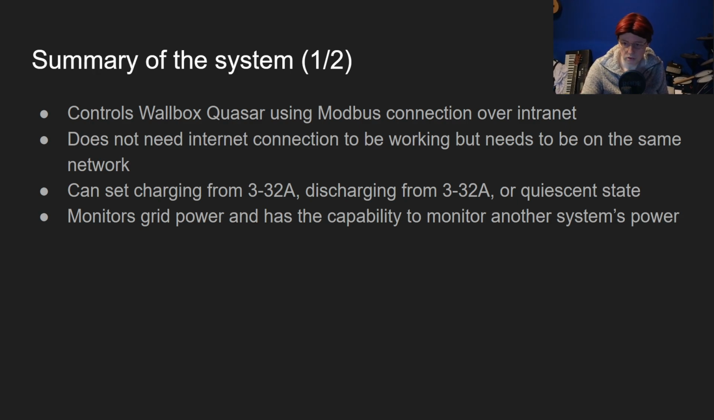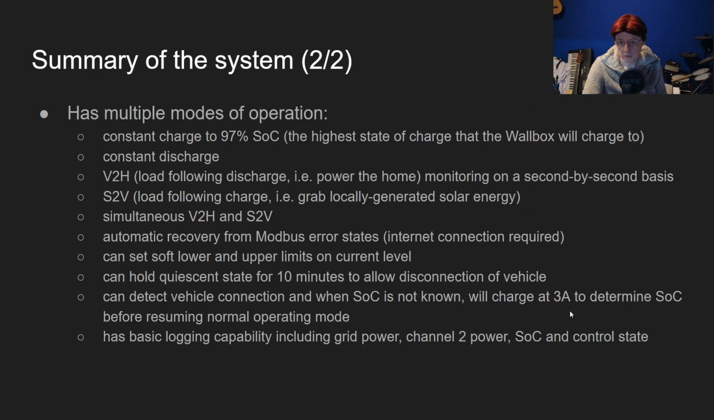It can set a charging rate from 3 to 32 amps, a discharging rate from 3 to 32 amps, or a quiescent state, and it monitors the grid power. That's the power coming in from or going out to the national grid, and has the capability to monitor another system's power if that's desired. It's not needed, but it will do that. And it can operate in multiple ways.